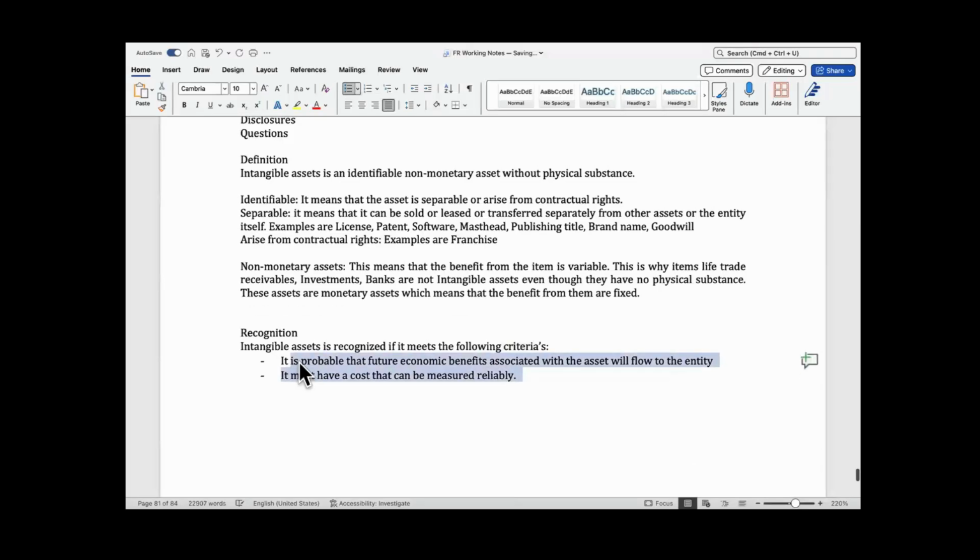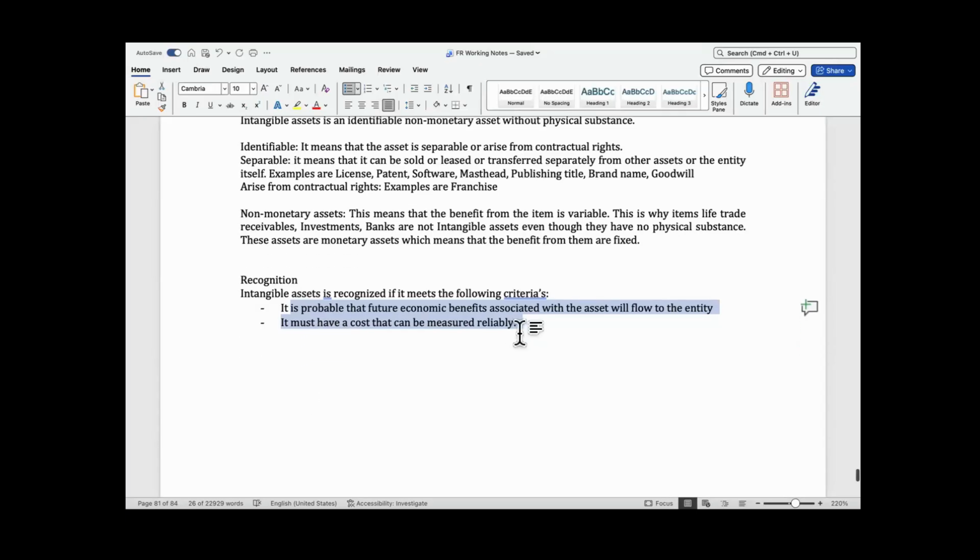And if you remember, you will see that this is exactly the same recognition criteria as for PPE. It's the same, so good for you. As soon as you know that of PPE, you definitely know that of intangible assets. I will not go into unnecessary details. Almost the same thing I've mentioned for PPE in terms of recognition applies the same for intangible assets.